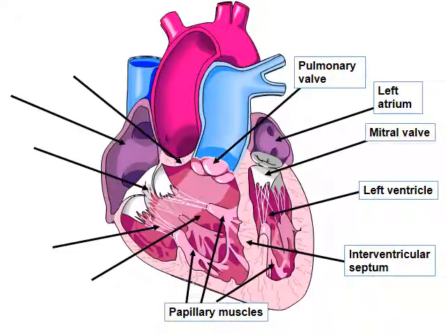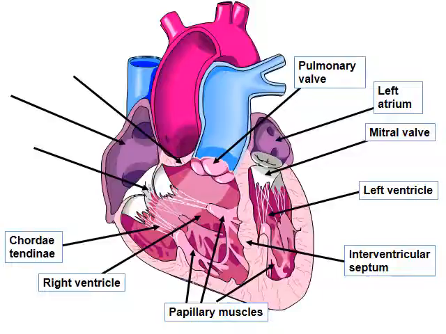Papillary muscles are attached to the chordae tendineae, and these in turn are attached to the mitral valve and the tricuspid valve. The right ventricle is the pumping chamber for deoxygenated blood to the lungs through the pulmonary valve. The tricuspid valve is the one-way valve to the right atrium. The tricuspid valve has 3 leaflets, while the mitral valve has 2 leaflets.